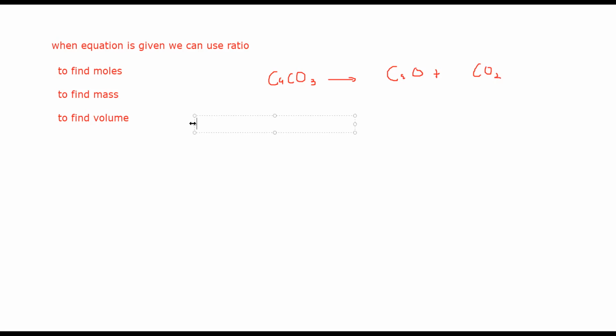And the question is: find moles of calcium oxide formed by 3 moles of calcium carbonate. So find moles of calcium oxide formed by 3 moles of calcium carbonate. So we need moles of calcium oxide and we have the moles of calcium carbonate. So we can use the equation and work out this value.